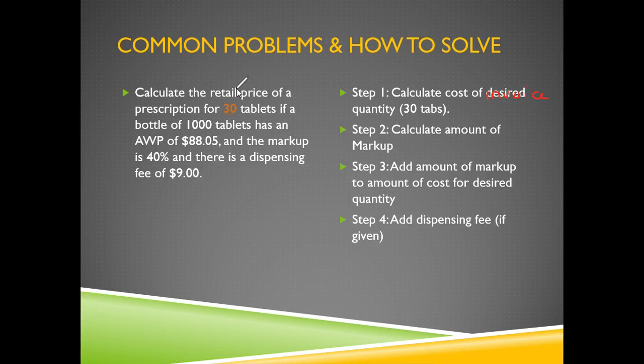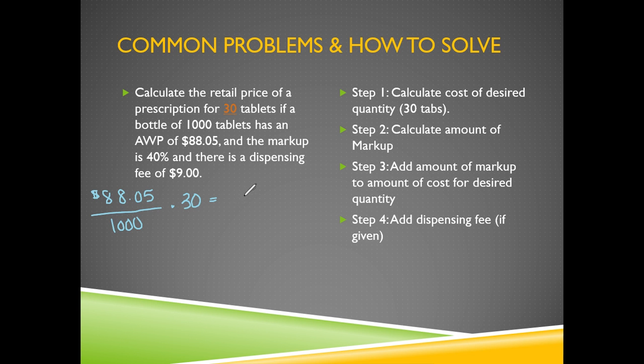So let's take a look at our first type of problem. We're going to calculate the retail price of a prescription for 30 tablets if a bottle of 1,000 tablets has an AWP of $88.05, the markup is 40%, and there is a dispensing fee of $9. The first step is to calculate the cost of a desired quantity of 30 tablets. I have $88.05 for 1,000 tablets, so if I divide that, that gives me the cost per tablet, and then I multiply that by 30 to get my cost for 30 tablets.